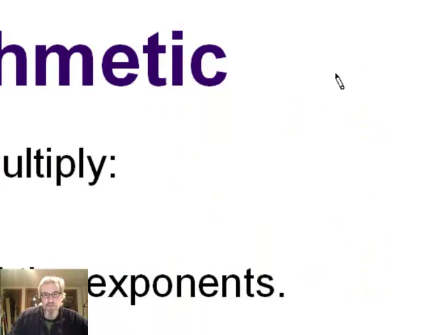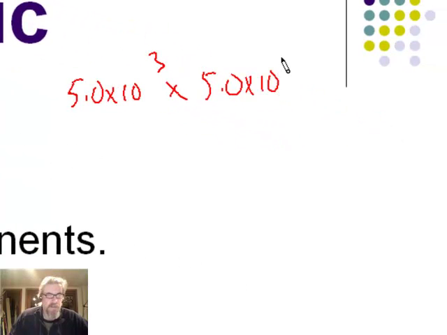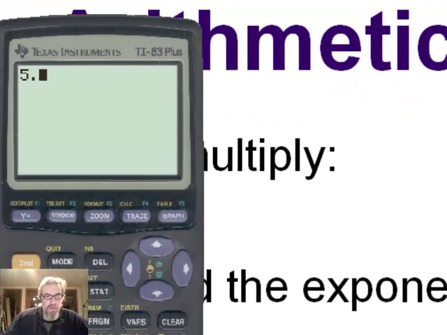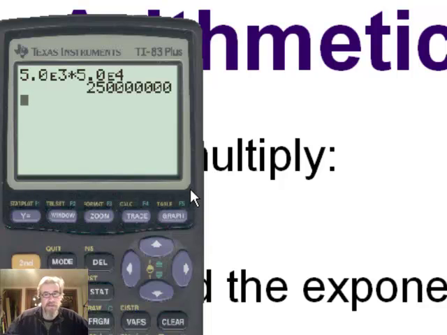For our multiplication, this was the problem that we did. 5.0 times 10 to the third was multiplied by 5.0 times 10 to the fourth. Doing it on the calculator, 5.0 times 10 to the third times 5.0 times 10 to the fourth. The calculator writes this down without putting it in scientific notation.